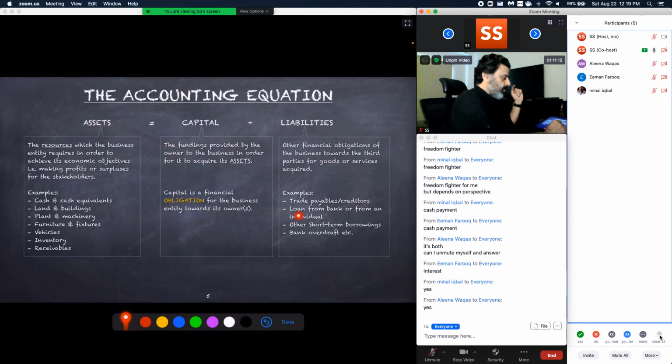If you have borrowed a loan from the bank or from an individual, that person or the bank is also an example of a liability. Any other short-term borrowings and bank overdraft. Bank overdraft, I will explain maybe later because I'm running out of time. Okay, let me just do it. Bank overdraft is basically when your bank account goes into a negative balance. If you have $100 in the bank, you can spend a maximum of $100, right? Because if you try to spend more than $100, your bank account will show a zero balance or an empty bank account here.